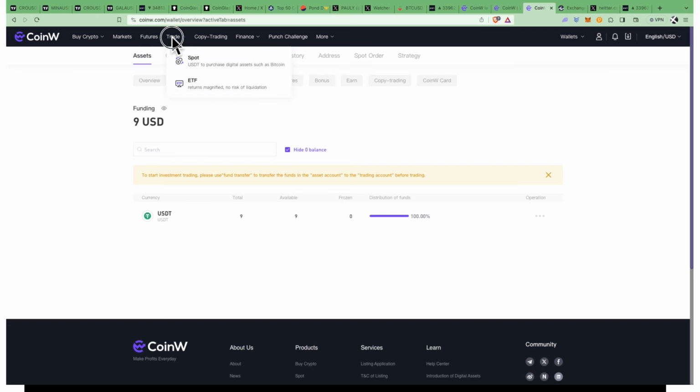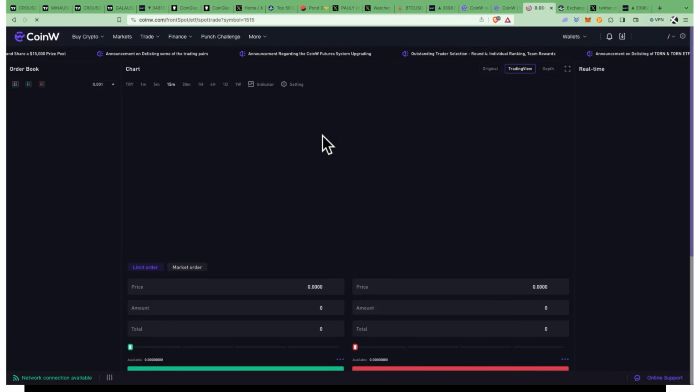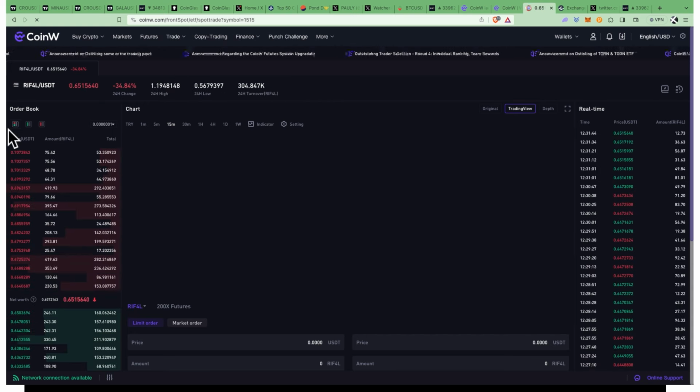And then the next thing I want to do here is to now jump into the trading desk. So I'll go to trade ETF, and we need to find a coin that we want to trade. So let's say I do believe that XRP is going up, considering now that crypto is extremely bullish and things are starting to happen.